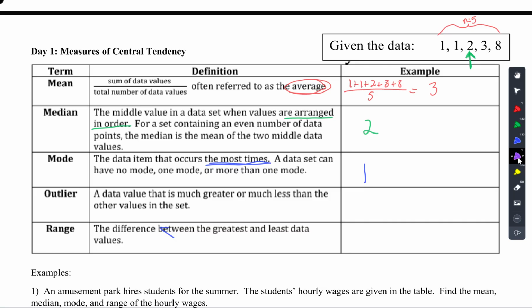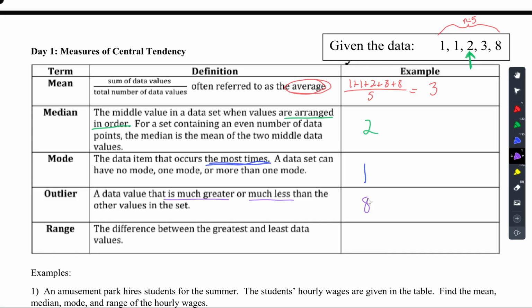An outlier, we'll talk about this more with box and whiskers, is where a value is much greater or much less than the rest of the numbers. So 8 is way more than the other numbers. So that's the outlier. And then range.